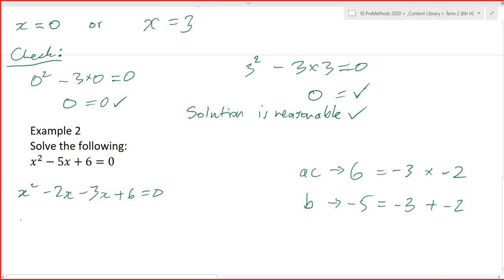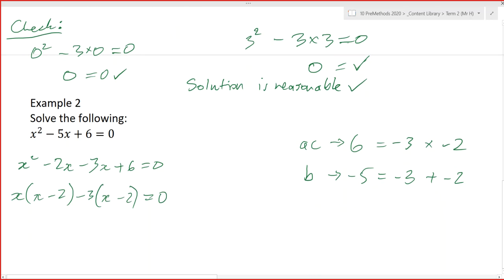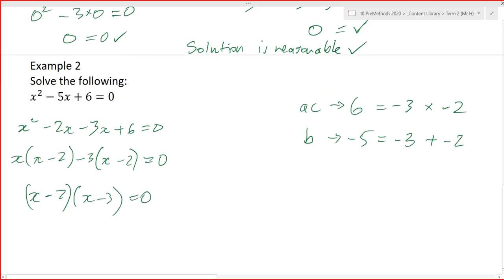So now if we factorize the first bit, x squared minus 2x, both have x, and negative 3x plus 6 both have negative 3. So we're left with x take 2, x take 3 equal to 0. That's what we've been doing the last couple of weeks, factorizing quadratics.